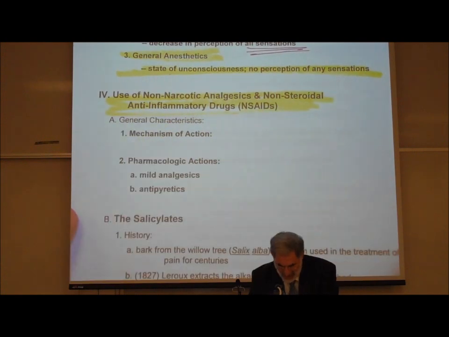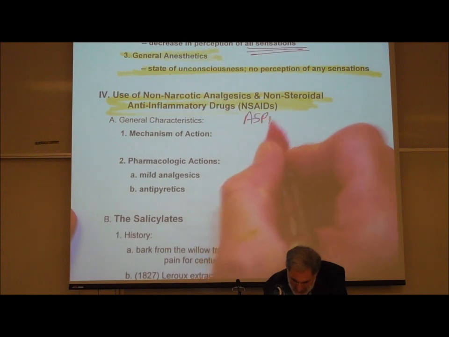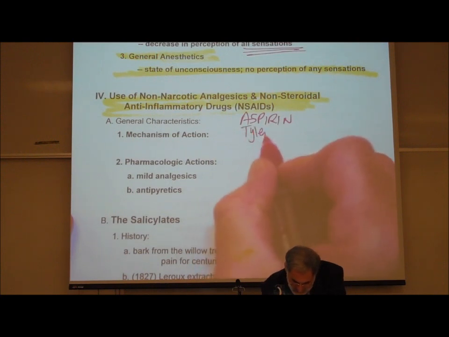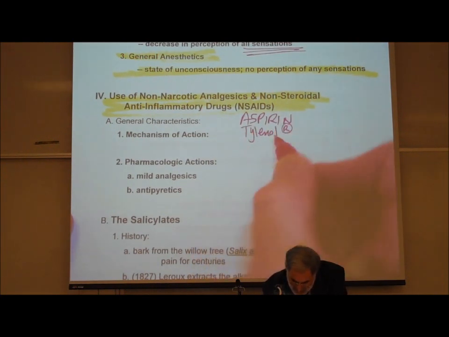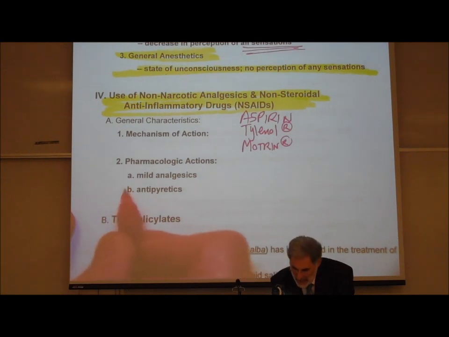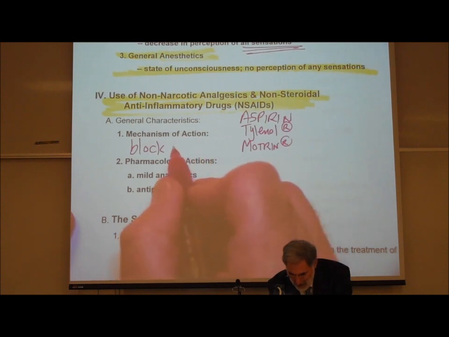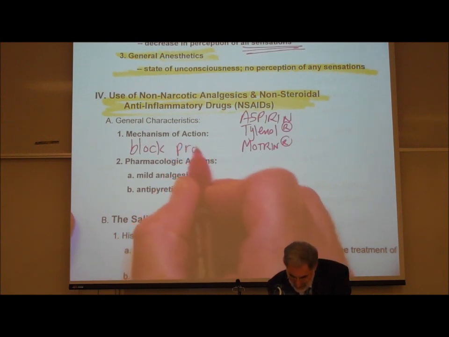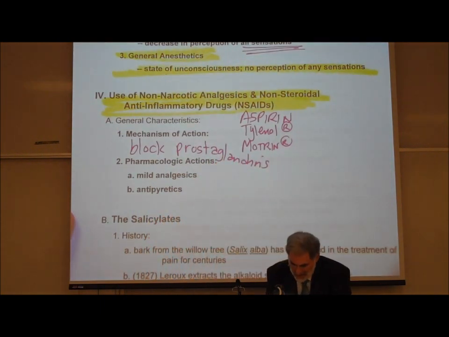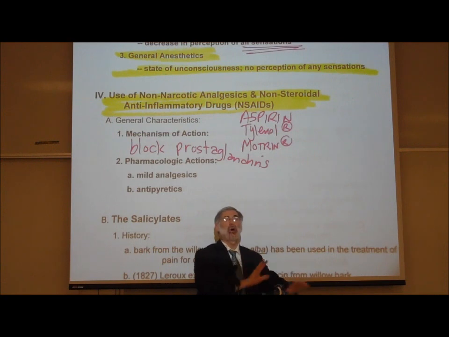Non-narcotic analgesics and NSAIDs. How do they work? So what we're talking about right now is aspirin. We're talking about basically Tylenol, acetaminophen. We're talking about Motrin. They all work the same way. They block injured cells from releasing prostaglandins. By blocking prostaglandins, everything that prostaglandins cause to happen, don't happen.